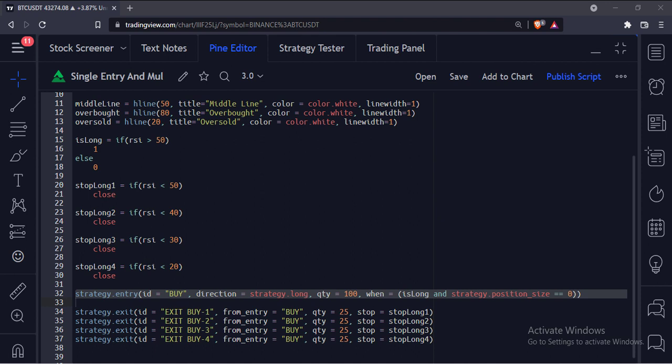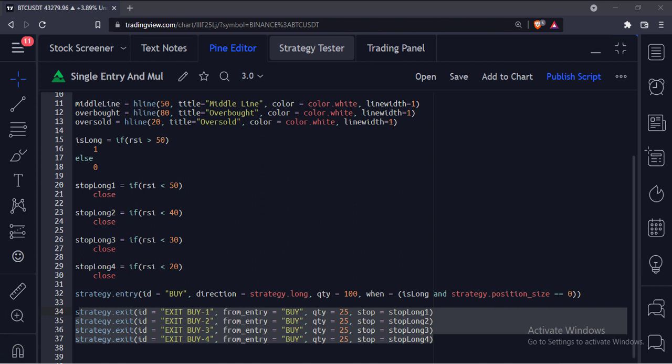Then, we have used the strategy.entry function. The first argument is the ID of the entry. The second argument is the direction of the trade. Here we are going to do a long trade. The third argument is the quantity or the number of shares to trade. The fourth argument is the condition to take the entry. So this is our single entry point.